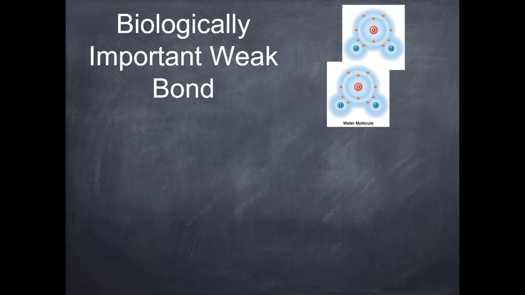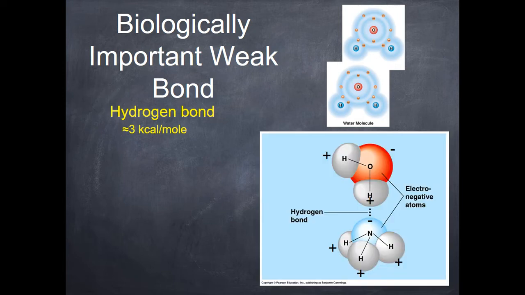Water is extremely important biologically, and it has a very specific bond that we are going to talk about called the hydrogen bond. A hydrogen bond is not super strong, so we're going to call it a weak bond, but its role in the properties of water makes water able to support the life that we know today.